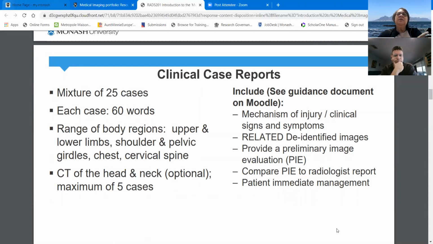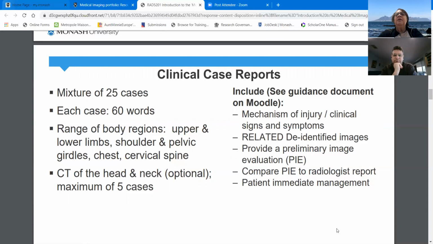There are 2 parts to the portfolio. The first part is the clinical case reports. That is what I've talked about, the mixture of 25 cases, covering the range of the body areas, and the CT is optional. So if you don't get CT cases, you don't need to stress. All 25 can be plain X-ray. However, if you have problems finding 25 cases, then we need to think of an alternative and see if there are some resources we can direct you to so that you get a range of at least some of the plain X-rays.